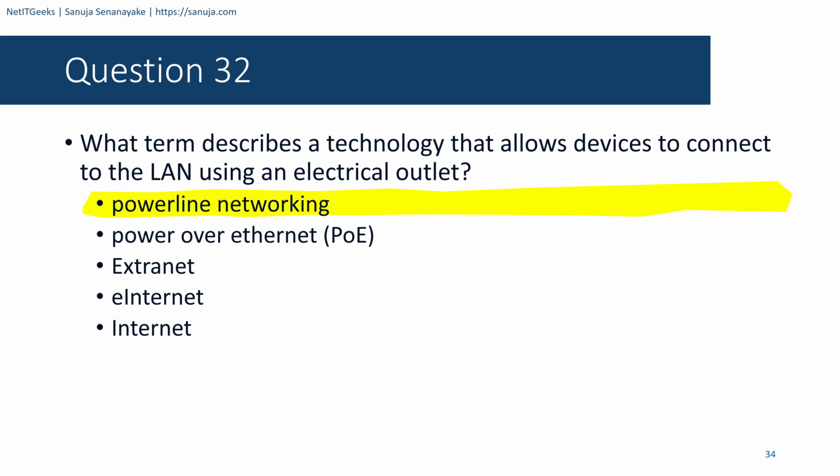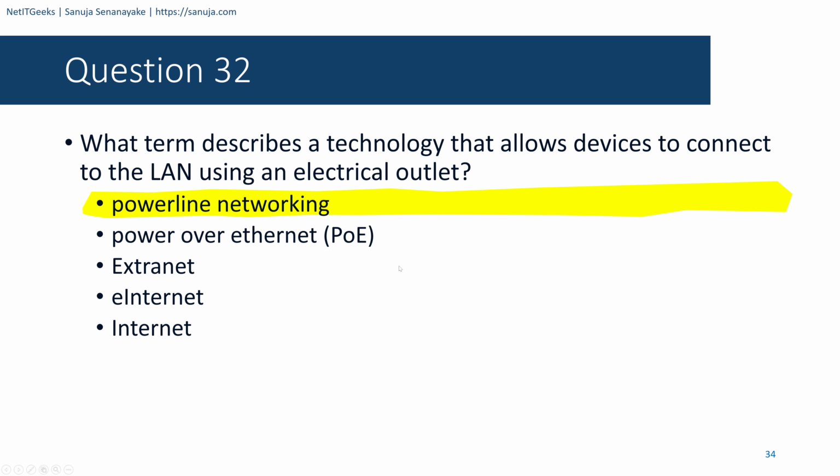It's power line networking. Power line networking, as it's described in English, means using the power line connections or electrical connections to connect your devices. Power over Ethernet, which sounds similar to power line networking, is a completely different concept. What this allows us to do is use Ethernet cables such as Cat5 and Cat6 cable to send electrical power to our end devices or intermediary devices.